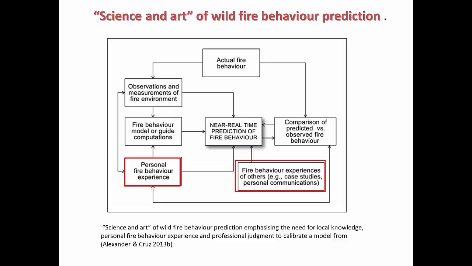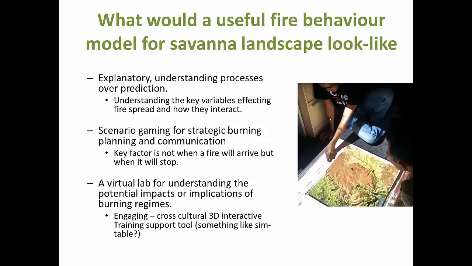So what would a useful fire behaviour model for Savanna landscape look like? I would argue it has to be explanatory. It has to be built around understanding processes over prediction and understanding how the key variables affecting fire spread, how they work and how, importantly, they interact. It needs to be a scenario gaming tool so people can be used for strategic burning, planning and communication. And focused not so much on that rate of spread modelling, but more about trying to understand what barriers in the landscape will pull up fires.